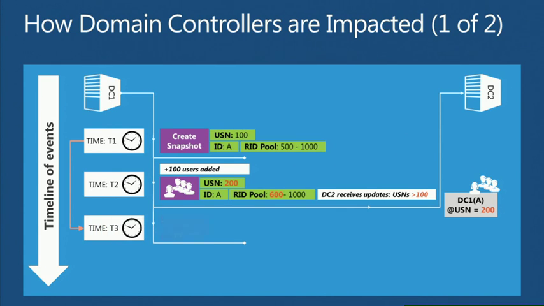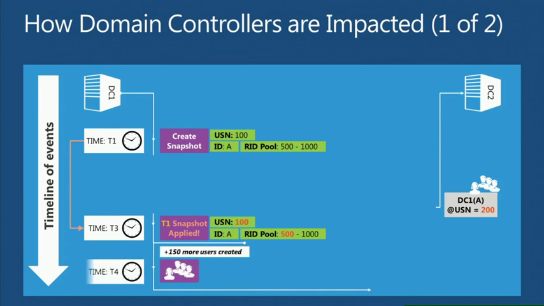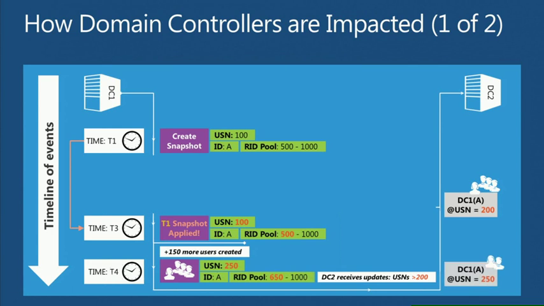So let's now get to a place where we've applied a snapshot and we roll back in time. The virtualization platform can do it. But Active Directory knows nothing about this at this point in time. So where we are now is that I now create 100 more users. Note the fact that when the snapshot happened, the USN was what it was at T1.